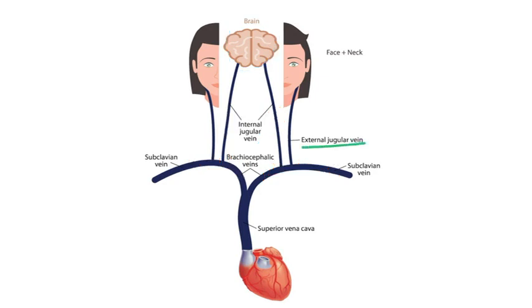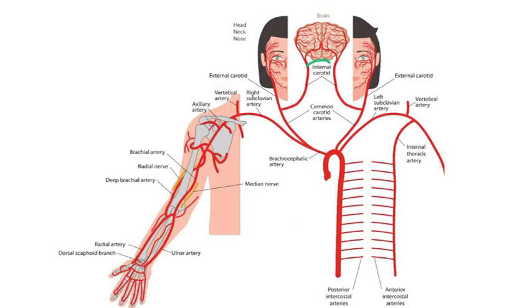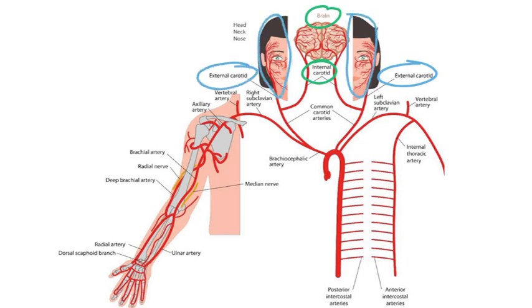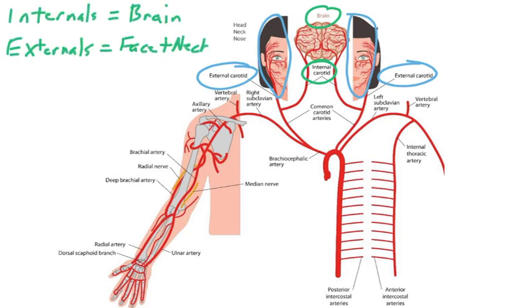Now let's focus on the external jugular veins. The external jugular veins drain the face and neck into the subclavian vein. In this way, the jugular veins are analogous to the carotid arteries discussed in Section 1. Recall that the internal carotid artery supplies the brain, while the external carotid arteries supply the head, neck, and face. So whether you're talking about the carotid arteries or the jugular veins, the internals supply the brain and the externals supply the face and neck.